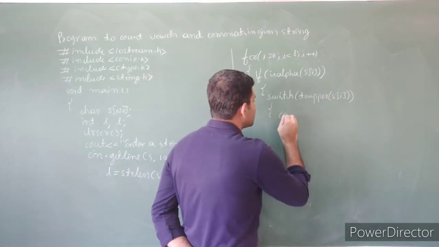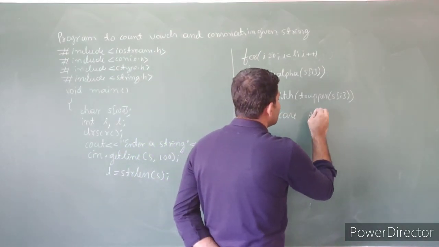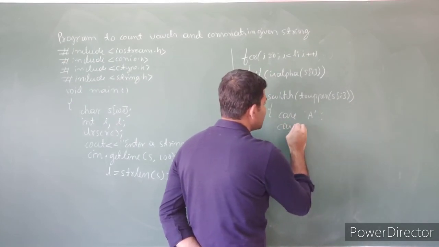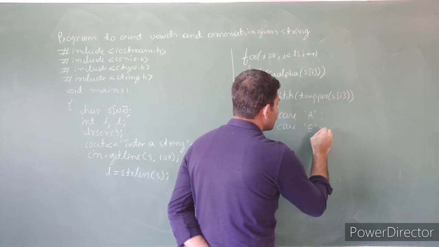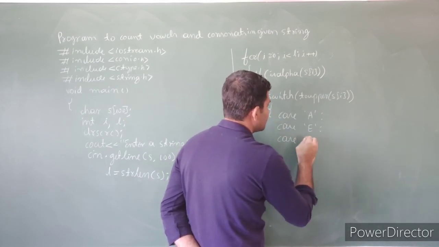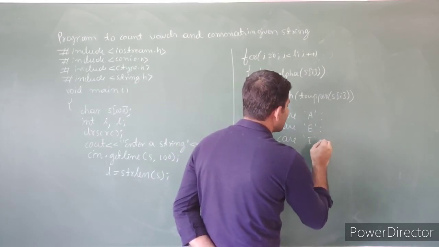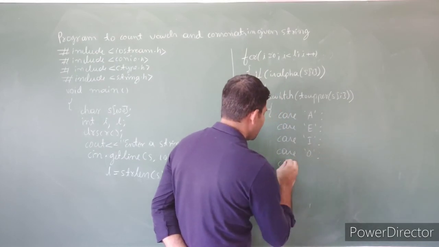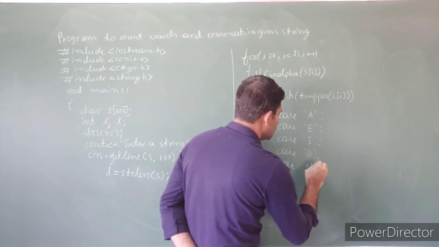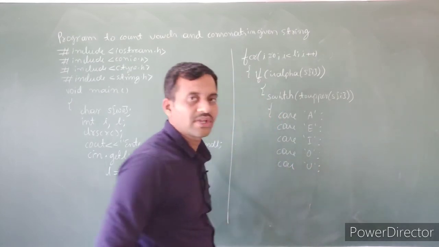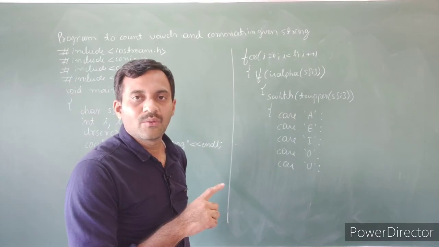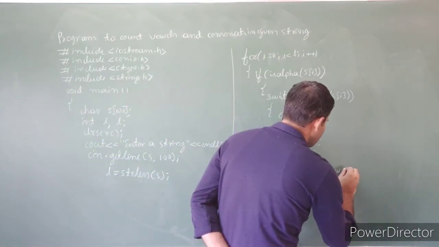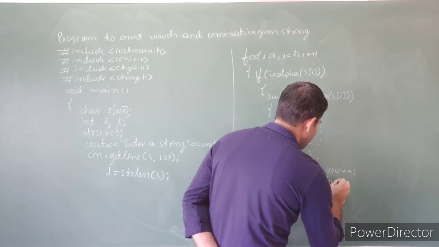Then in a case, we write 'A' colon, 'E' colon, 'I' colon, 'O' colon, then 'U' colon. These are the vowels. If it is true, then we increment vowel plus plus, break.